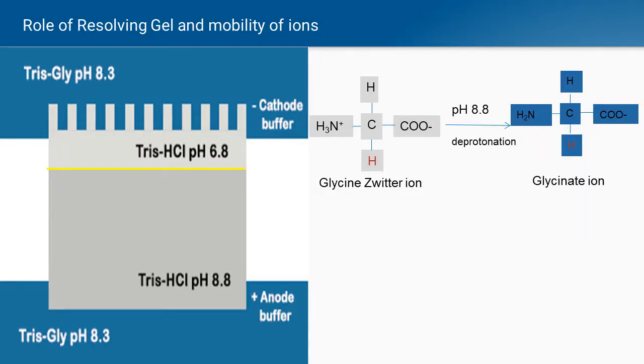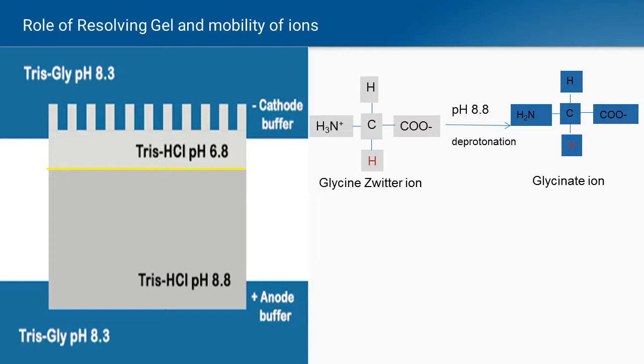Role of resolving gel and mobility of ions is different. In resolving gel, since resolving gel has a pH of 8.8 and stacking gel has a pH of 6.8, as the glycine moves from pH 6.8, which is nearly 7, where glycine exists in its zwitterionic form, as it enters the resolving gel, deprotonation happens, because due to increase in pH, or we can say due to increase in hydroxide ions, deprotonation happens in order to neutralize it.